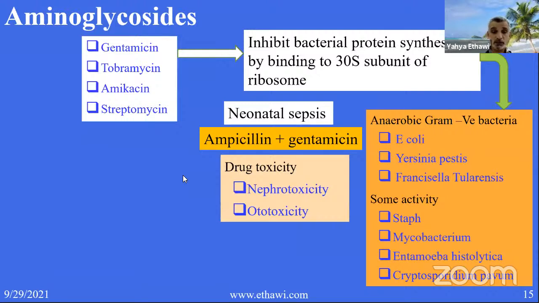The aminoglycosides are very important medications. Examples are gentamicin, tobramycin, amikacin, and streptomycin. They inhibit bacterial protein synthesis by binding to the 30S subunit of the ribosome. They are very good for gram-negatives, such as E. coli, Yersinia, and Francisella tularensis. Also, they have some activity against staph, Mycobacterium, Entamoeba histolytica, and Cryptosporidium parvum.